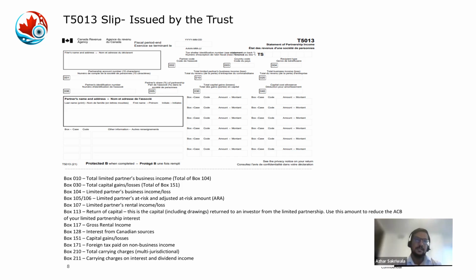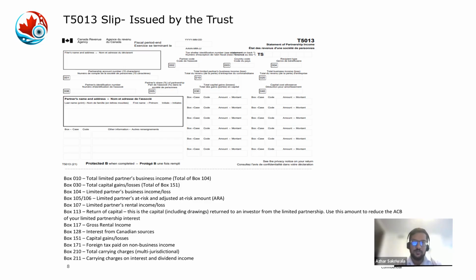Now, this is a basic sample T5013 slip, which can also be found and downloaded from the CRA's website. The slip has different dedicated boxes, which provide breakouts of different types of income. Box 10 shows the total of the partner's business income. Box 30 shows total capital gains and losses. There is also box 104, which provides details of limited partners' business income and loss.